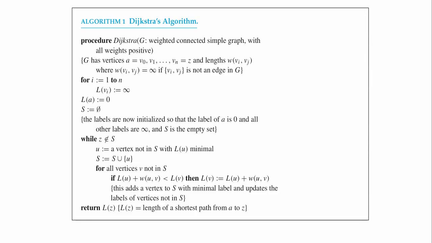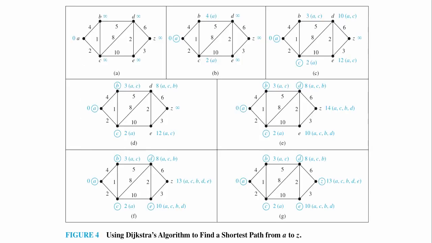The following example illustrates how Dijkstra's algorithm works. We will show that this algorithm always produces the length of a shortest path between two vertices in a weighted graph. Use Dijkstra's algorithm to find the length of a shortest path between the vertices A and Z in the weighted graph displayed in figure 4a. The steps of Dijkstra's algorithm to find the shortest path between A and Z are shown in figure 4.